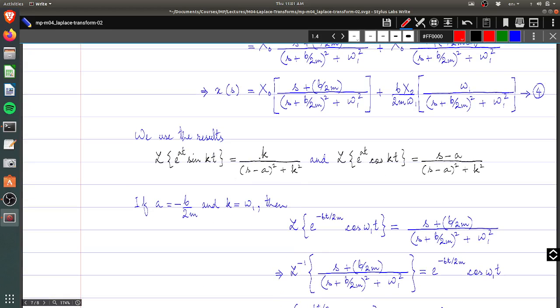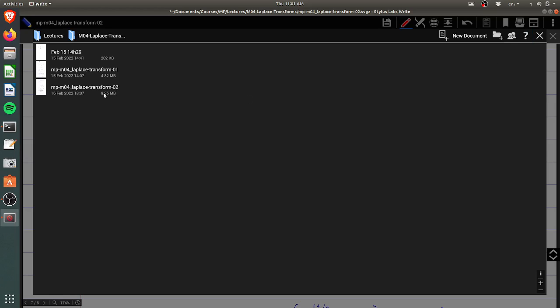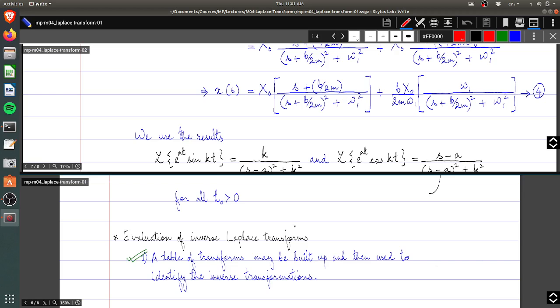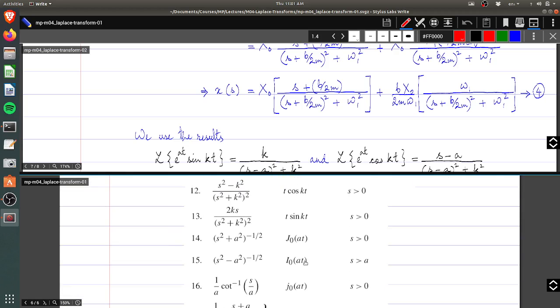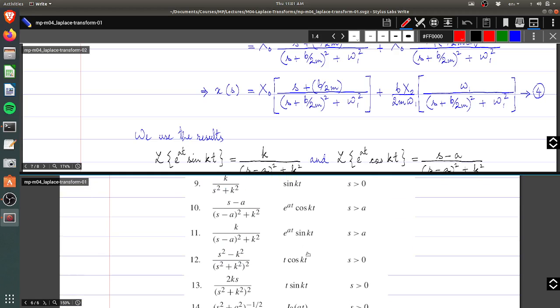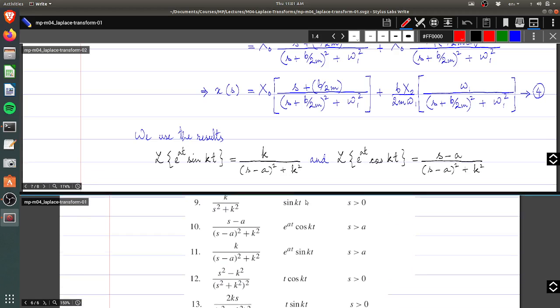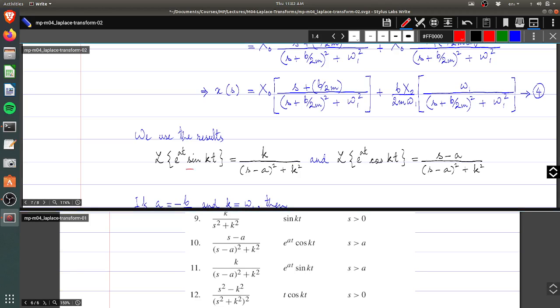Then we use these results from our table of transforms. From this table, e to the power at sine kt, we saw this in one of the properties earlier also. We could derive this from the Laplace transform of sine kt and cos kt. So e to the power at sine kt, the Laplace transform is this, and the Laplace transform of e to the power at cos kt is this, which matches what we have written over here. So these are the two results that we'll be using.